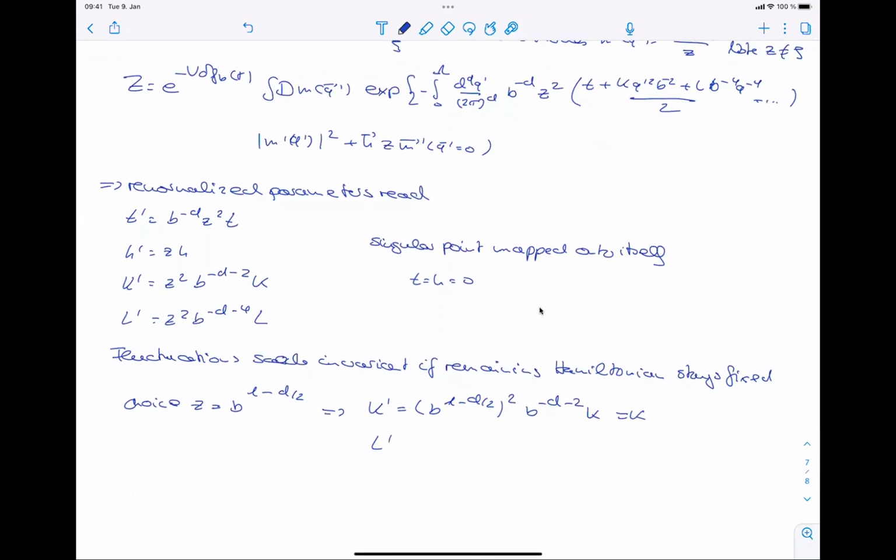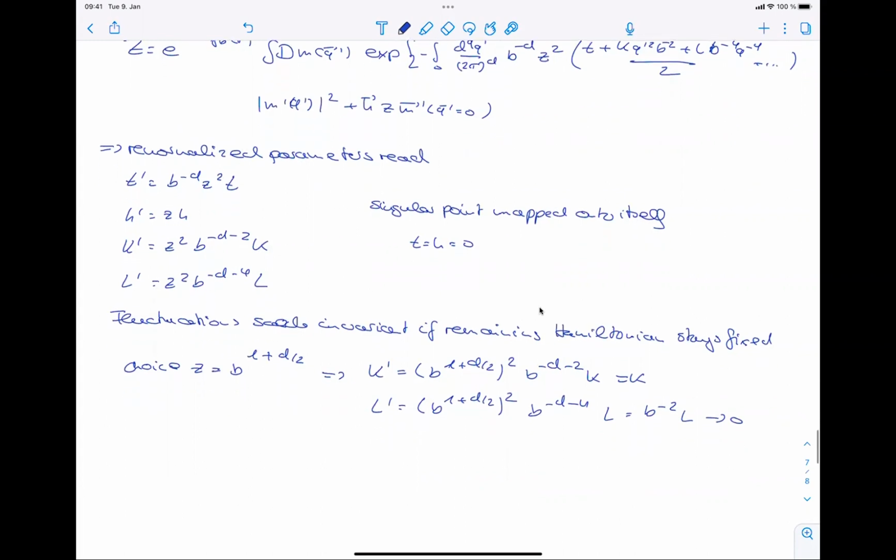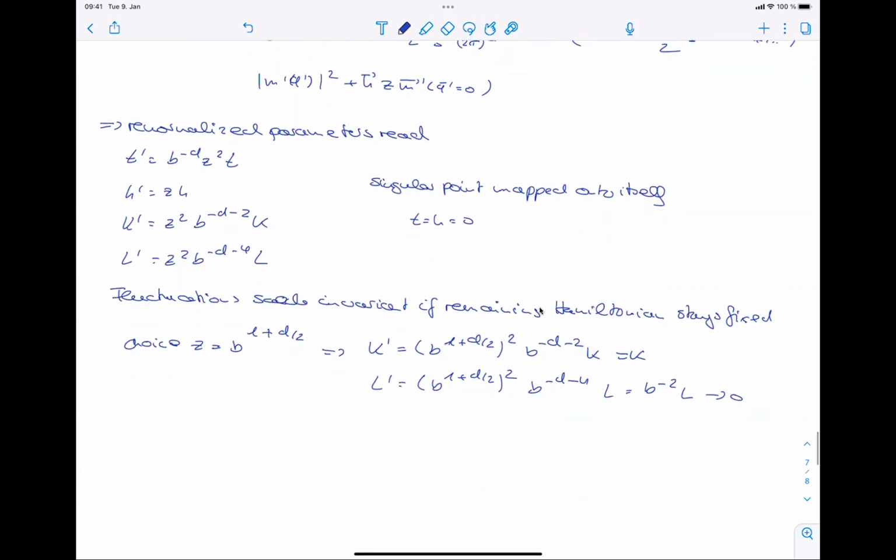But what happens to our second parameter? This one, sorry, there's a plus. To the power of 4, b to the minus d minus 4, to the power of 2, sorry, to the power of 2. But here this is a power of 4. L scales as b minus 2 L, which means that under successive transformation, it goes to 0. So it's irrelevant. It's not contributing to the behavior at the singularity.